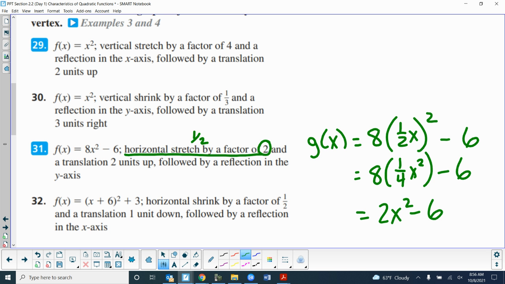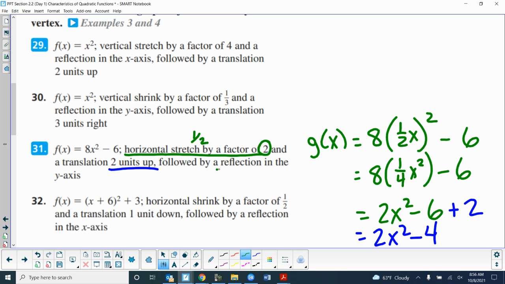Let's just go ahead and finish that one. Then 2 units up, vertical, we just put that on the end, right? Up is plus 2, right? So when I simplify, I got 2x squared minus 4.